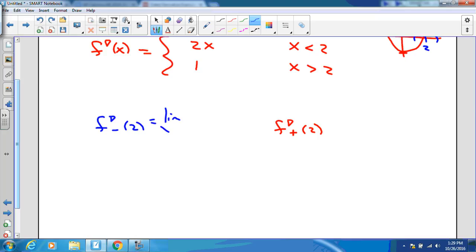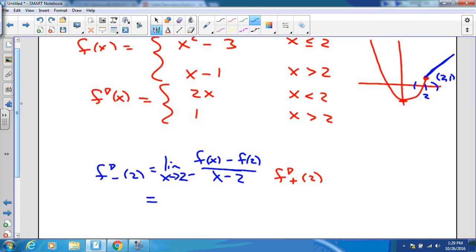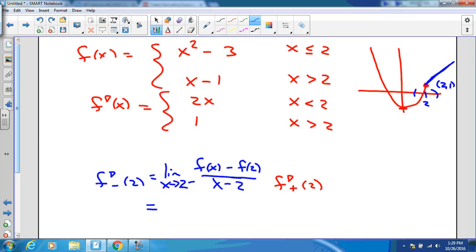We're going to say that this is equal to the limit as x goes to 2 from the left of f of x minus f of 2, all over x minus 2. Now here's where we have to be careful in our substitution step. x is approaching 2 from the left, and so to substitute for f of x, I need to substitute what f of x is for x less than 2. What is f of x for x less than 2? Actually, it's going to be x squared minus 3. Exactly so. So we're going to plug this guy in.